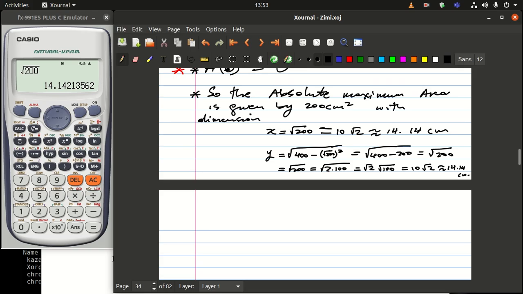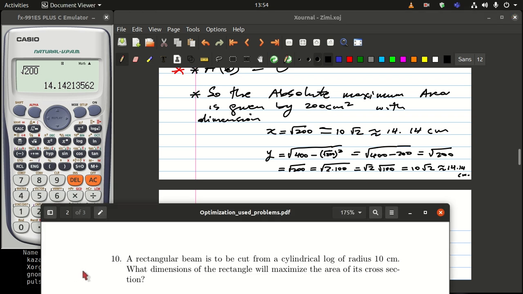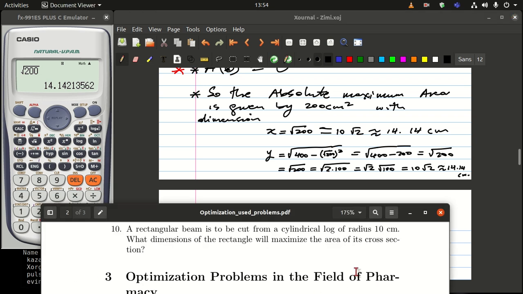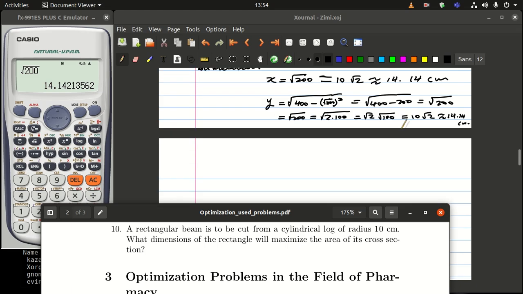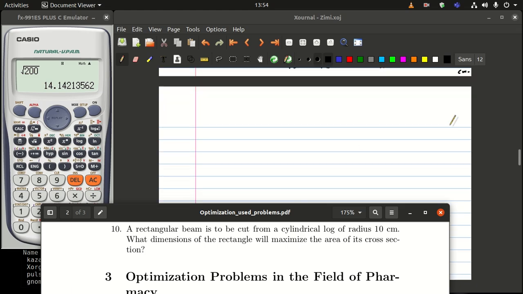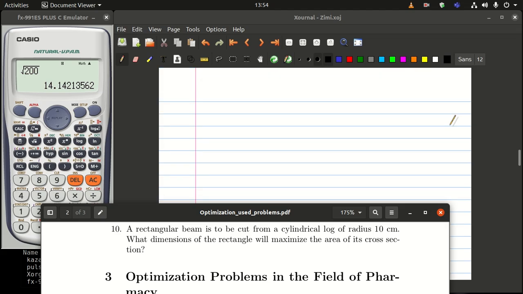So those are some of the things that we actually need to have to solve these questions. We wanted to find these dimensions of the rectangle, so these are the dimensions. X is equal to 14 point something, and also y is 14 point something.